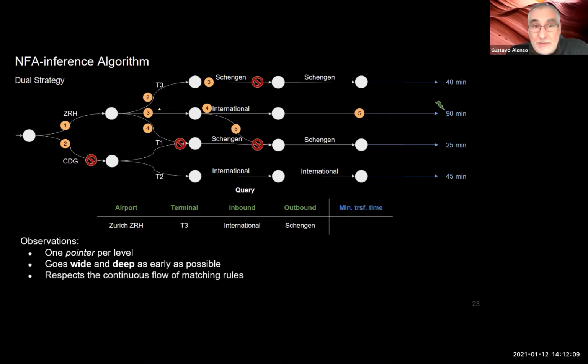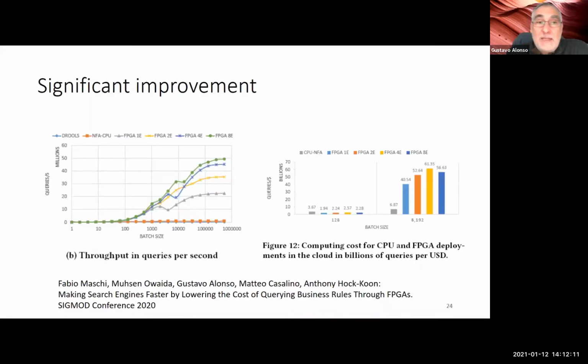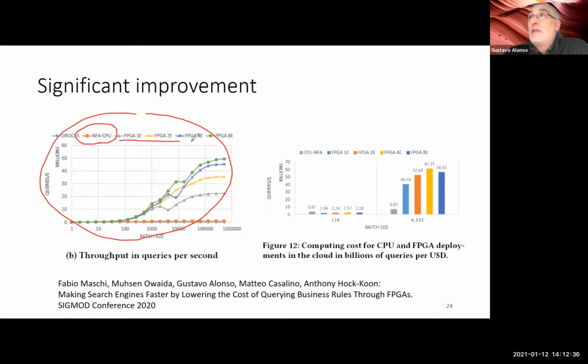So let me just get directly into the performance results. And what you see here on this side is rules. This is the system that Amadeus now uses. It's a Java-based rule system. This is an implementation that we did on the CPU just to make sure that we were comparing to something a bit better than rules, because rules is not the most efficient system out there. And this is what we did on the FPGA. And this is with one engine, with two engines, with four engines, and eight engines, right?